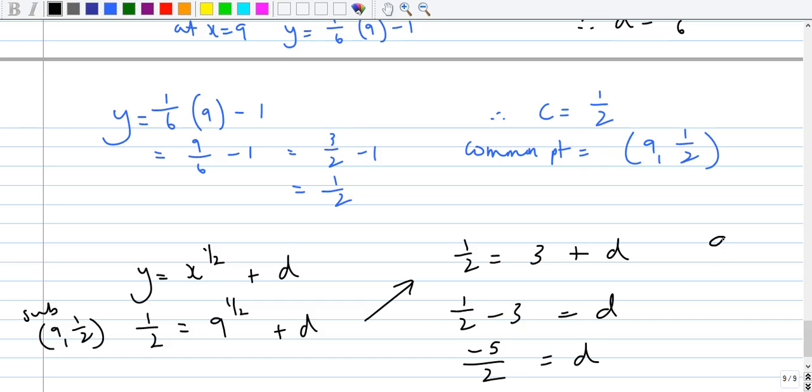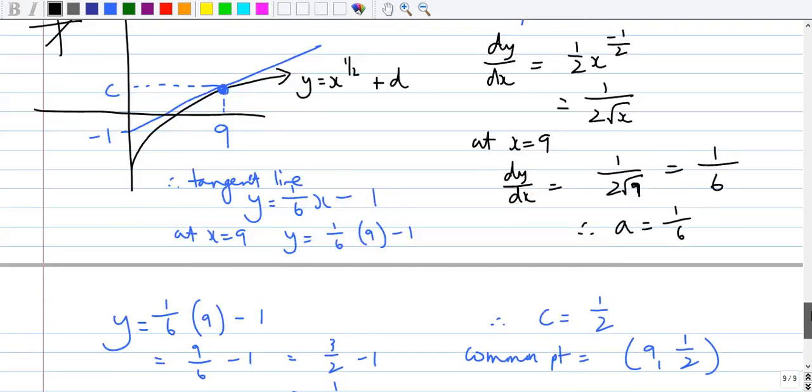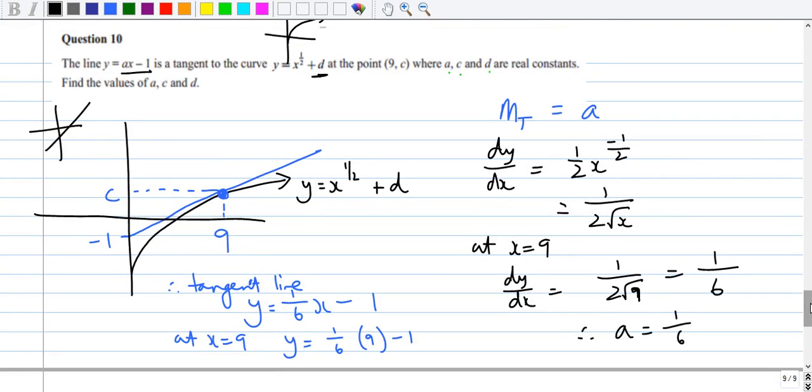So again, I would summarise my final answer. A was 1/6, C was 1/2, and D was negative 5 on 2. Again, it's a case of writing down some things that you know and letting some things equal each other. It's sometimes hard to see the strategy when you sit down and look at it. I just think you need to have a go at a few things and see what comes out.